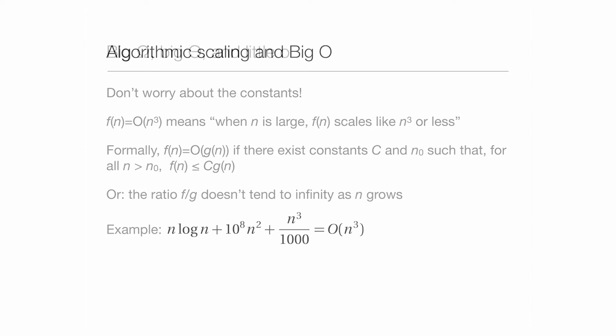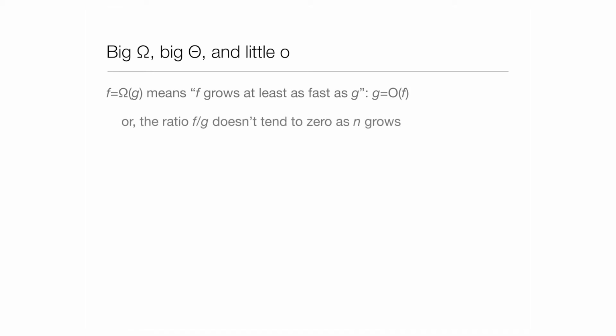There are more notations which come in handy in computer science, which frankly we will use only rarely, but you ought to know them. Computer scientists use big omega to mean the reverse of big O. If f is big omega of g, it means that f grows at least as fast as g, which is the same as saying that g is big O of f. So I might want to say something like, I really need n to the 10th time to solve this problem, and in that case the running time would be big omega of n to the 10th. Another way to put this is that the ratio f over g doesn't tend to 0.